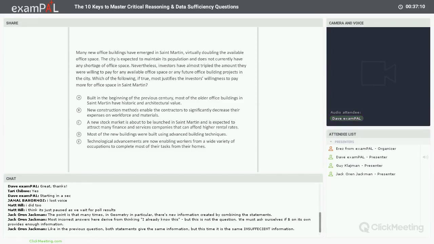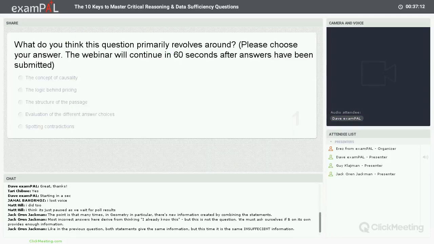So don't even look at the answers yet, but rather answer me this question. What do you think this question primarily revolves around? Is it the concept of causality? Is it the logic behind pricing? Is it the structure of the passage? Is it evaluation of different answer choices? Or is it spotting contradictions? This is, I know, maybe a little bit more complicated than our other polls, but think of what you think the question is about based on what you saw.